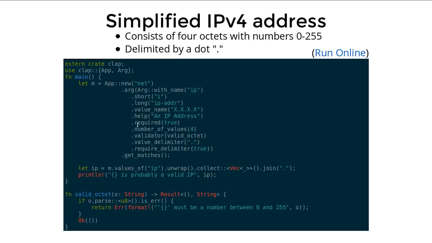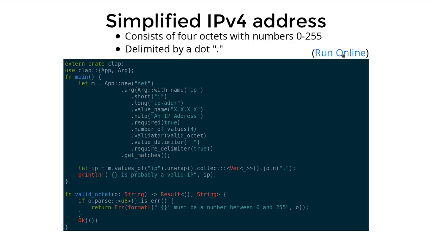That's just a help message. We're saying it has to be used. We're saying it contains 4 values. So ip-address can only be used once, but it has 4 values. We're telling it to use the valid octet validator whenever it encounters a value. Use the delimiter dot, and we must use a delimiter. So if we were to run this, it's going to run a validator on each one of the octets, which is just going to see if it's a valid u8. If not, return this error.